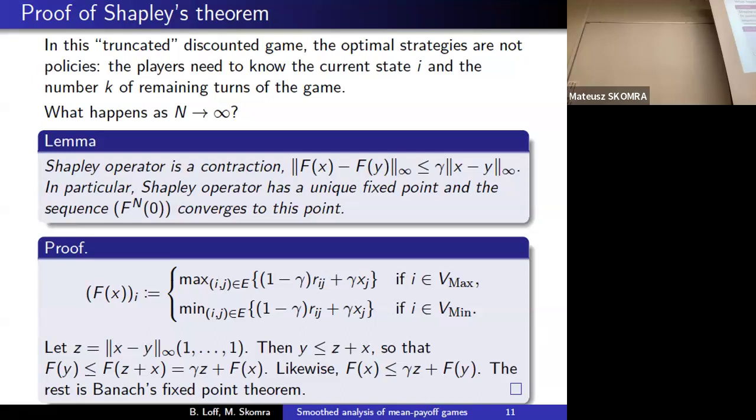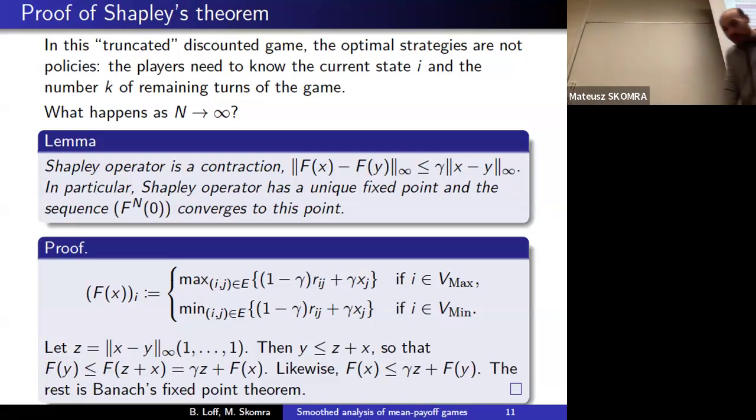It's a clever trick to prove that this operator is a contracting operator in the sup norm, if this is compact. So now we know that this is a contraction. So as a contraction, it has a unique fixed point, and this sequence f^n of zero converges to this point. Actually, f^n of x for any x converges to the fixed point.